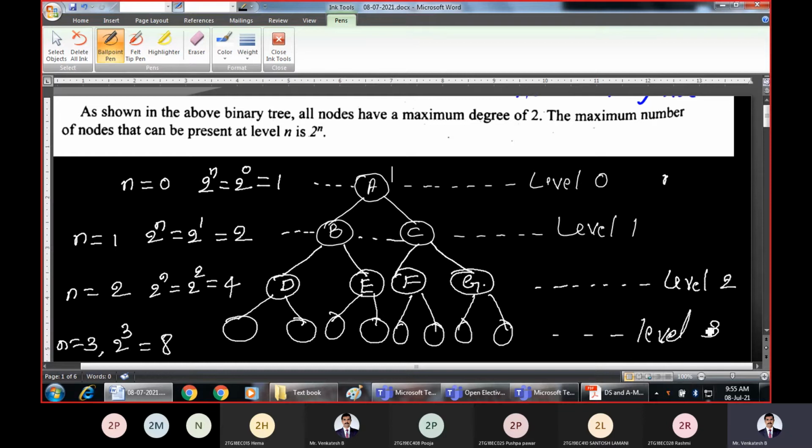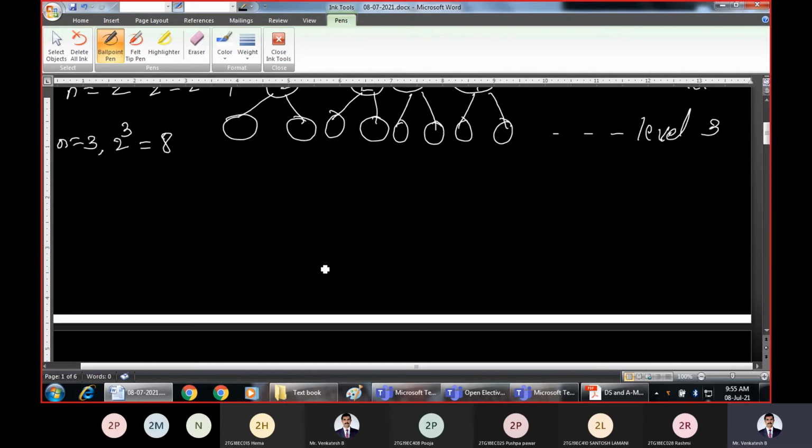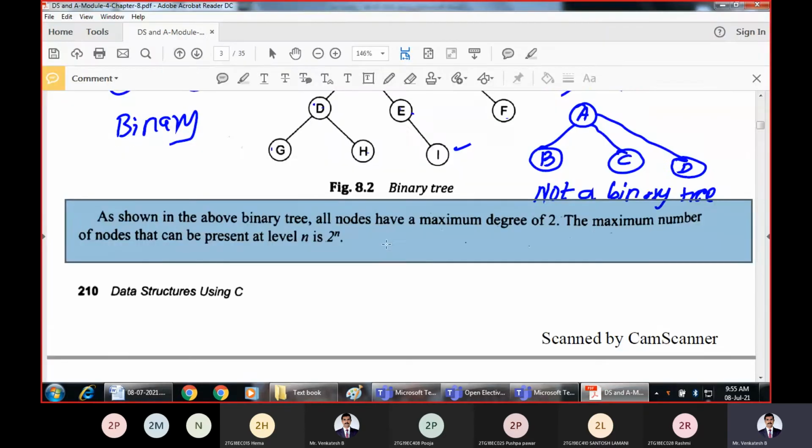So that is one simple formula. With a figure we can make it out. The maximum number of nodes in a binary tree at any given level n is equal to 2 raised to n. We cannot have more than 2 raised to n nodes.